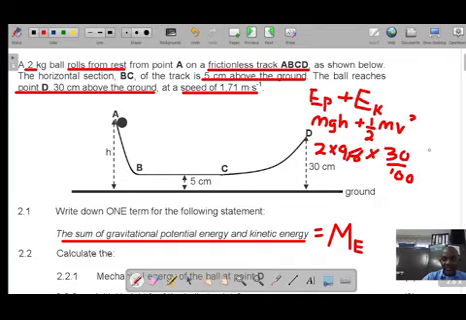It's gonna be now plus what? Plus. Now how do you find EK? It's gonna be given by a half times mass times v squared, ne? That means a half times what? Times 2. That was my what? Mass for the ball. That is 2. Multiplied by what? By 1,71 squared.